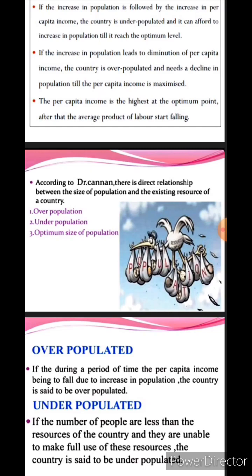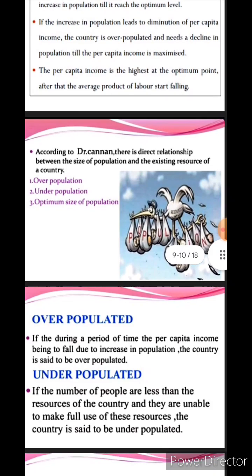Overpopulation, underpopulation, and optimum size of populations. Before we discuss all of those: what is an overpopulated country? If, during a period of time, the per capita income falls due to an increase in population, the country is said to be overpopulated.